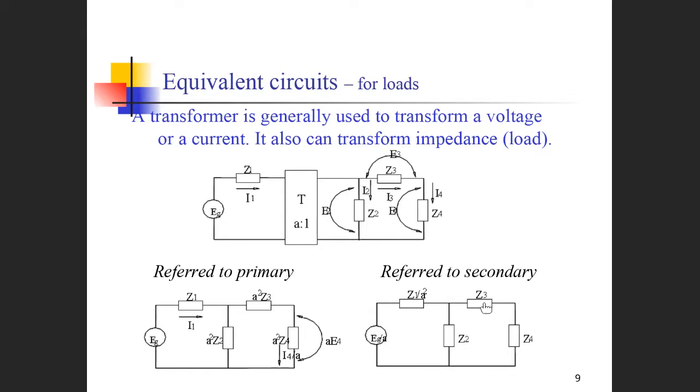When referred to the secondary, all the secondary impedance, voltage and current values keep no change. But for the primary, all the primary voltage is divided by the ratio A, the impedance is divided by the ratio A squared, and the current is multiplied by the ratio A.